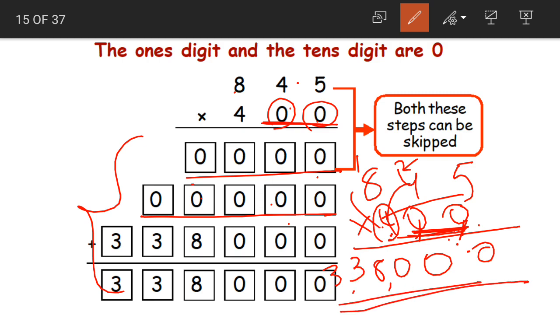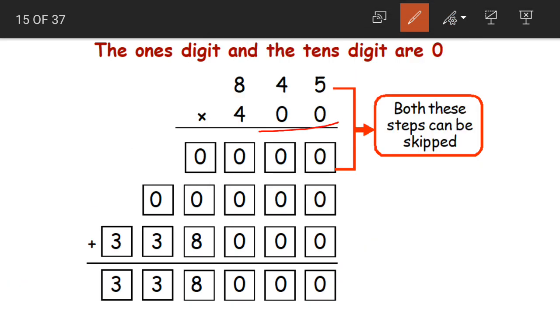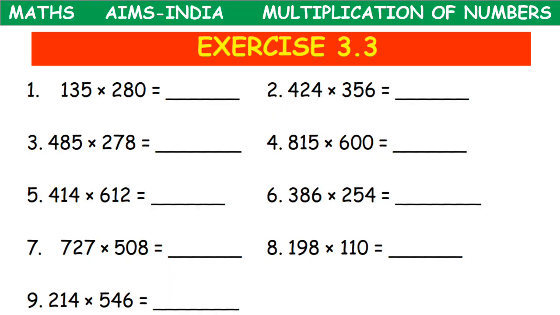What is our final answer? 3,38,000. Yes, and if you look at the product that we got here, after multiplying with zeros, it is the same, 3,38,000. Clear children? We need not multiply where the digit is 0. We can just simply skip that number.